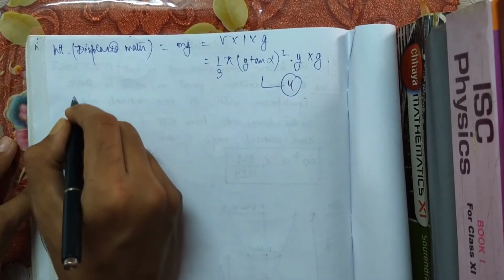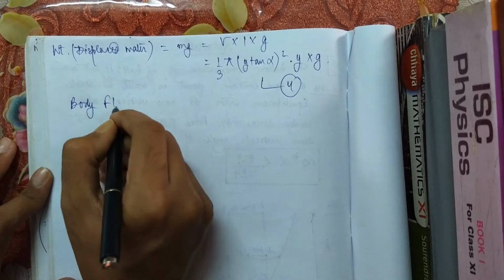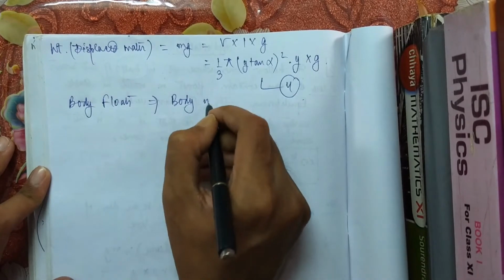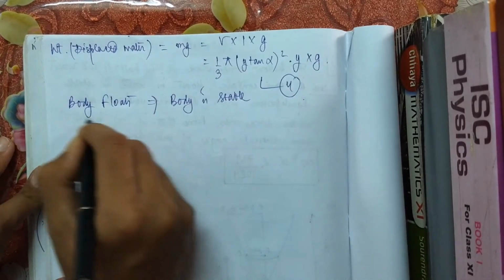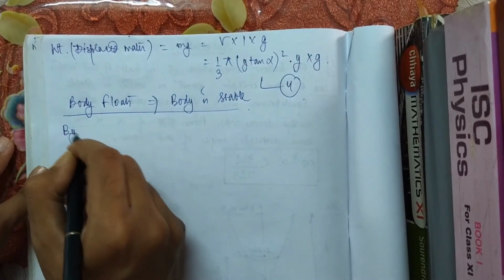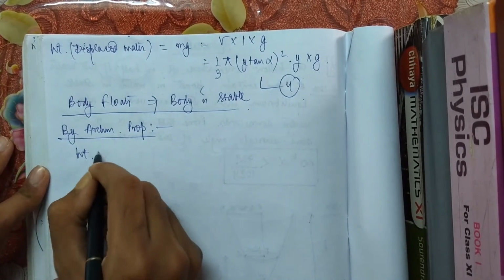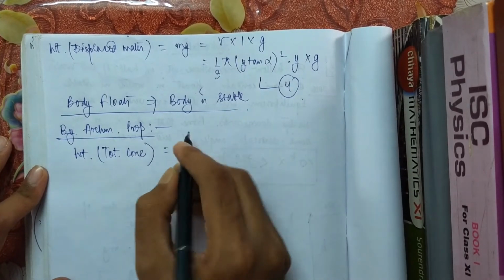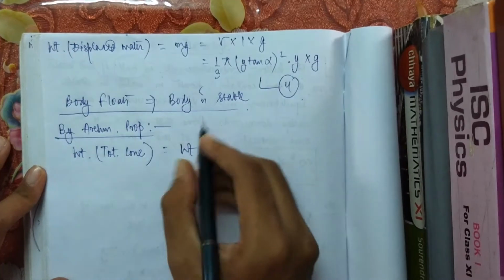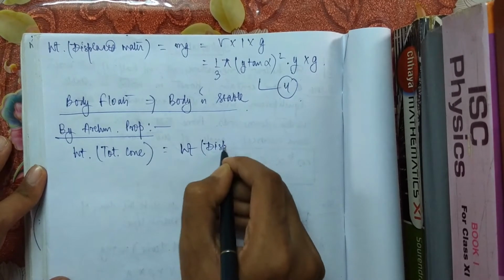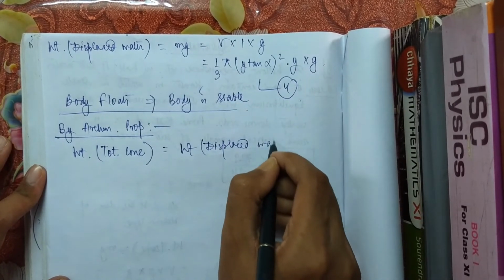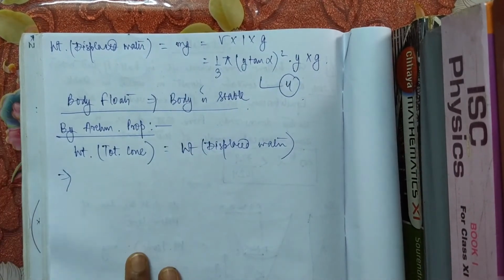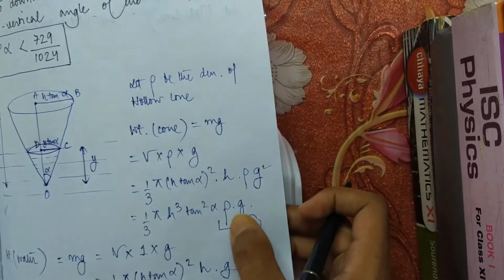The question says that the body floats, which means the body is stable. Therefore, by Archimedes' principle, the weight of the total cone, which means the complete hollow cone, is equal to the weight of displaced water. Since the body is floating, it is of course stable, and since it is stable we can say these two weights are equal. So what we had, the weight of the total cone, we put in here this expression.